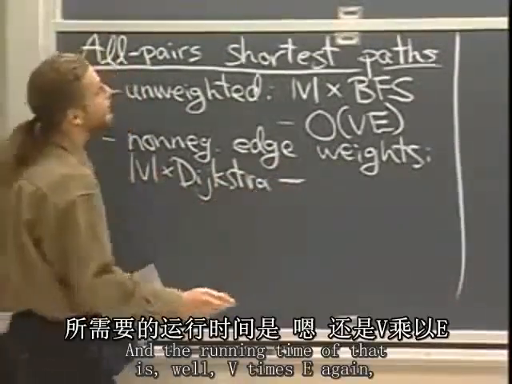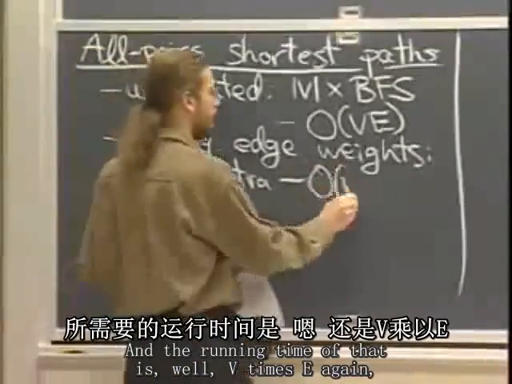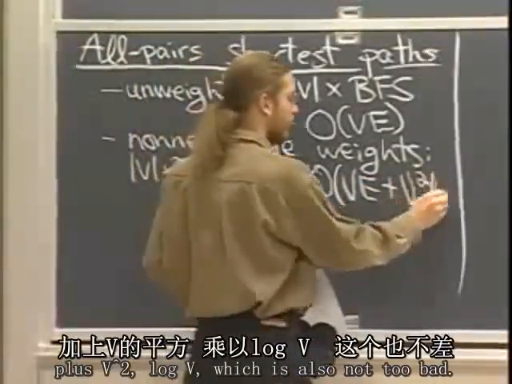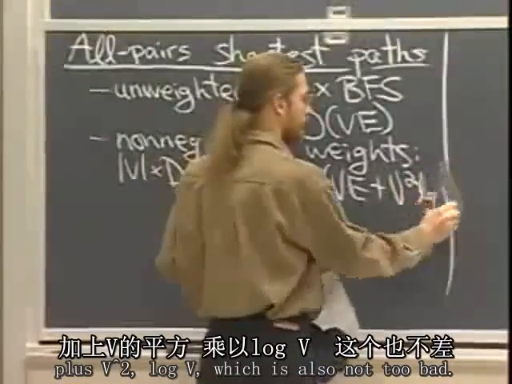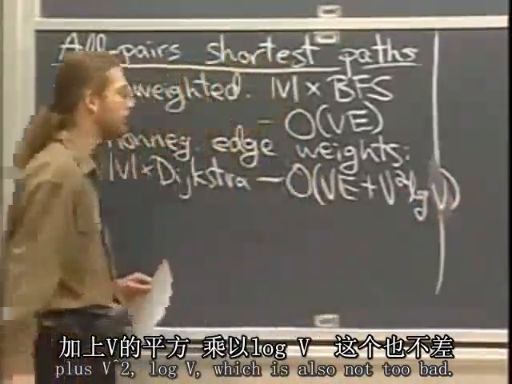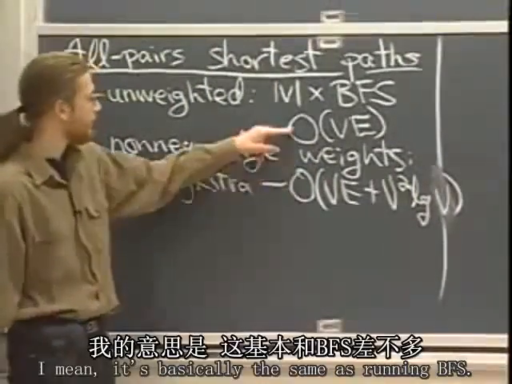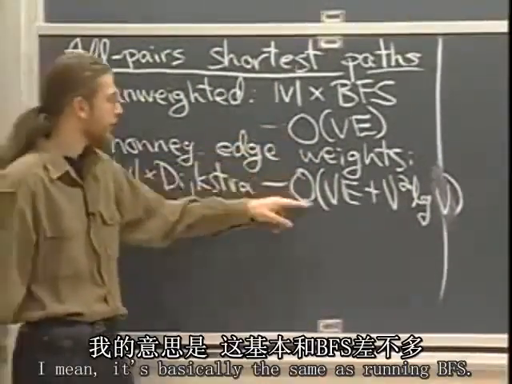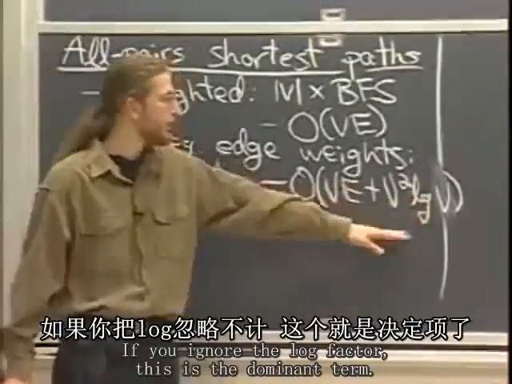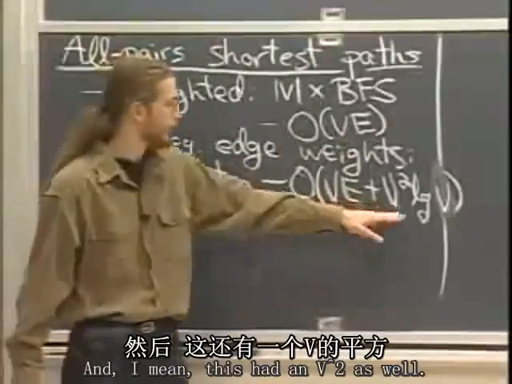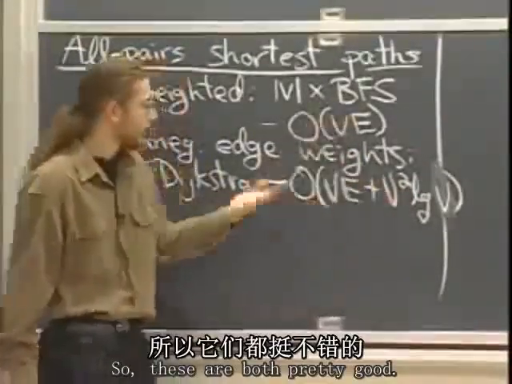And the running time of that is, well, V times E again, plus V squared log V. Which is also not too bad. I mean, it's basically the same as running BFS. And then there's this log factor. If you ignore the log factor, this is the dominant term. And I mean, this had an additive V squared as well. So these are both pretty good.